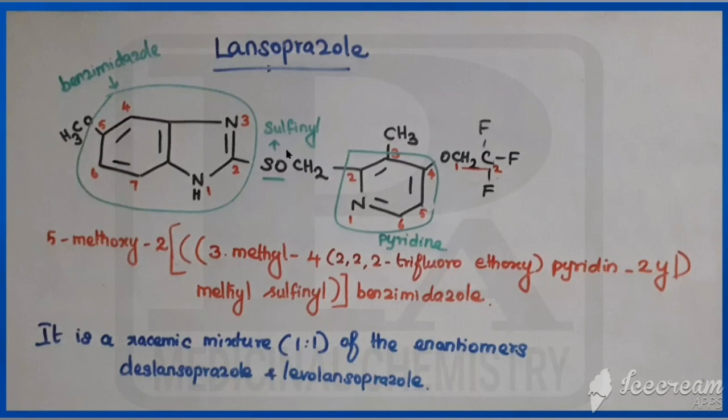So what is the difference between omeprazole and lansoprazole? Omeprazole has a methoxy group in the fourth position. Here the hydrogens of the methyl are replaced by fluorines, giving trifluoromethyl, and the fifth methyl is absent here. So what are the enantiomers of lansoprazole? Dexlansoprazole and levo-lansoprazole.